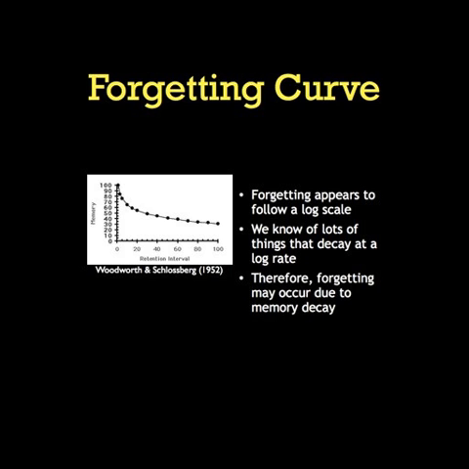And I forget what the stimuli were here. So forgetting appears to follow this log scale, sort of like decay, right? We know lots of things that decay on a log scale. So radioactive decay follows this log scale, right? So maybe what's going on is that forgetting is just decay. You encode the information initially, and then it decays over time. It just sort of evaporates.